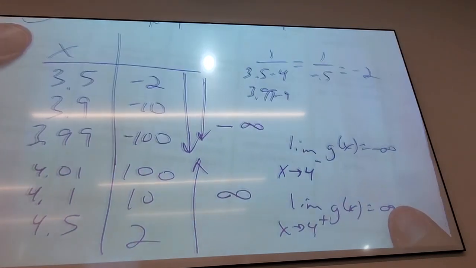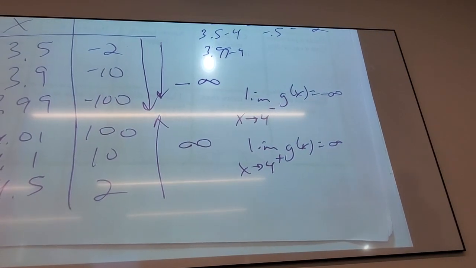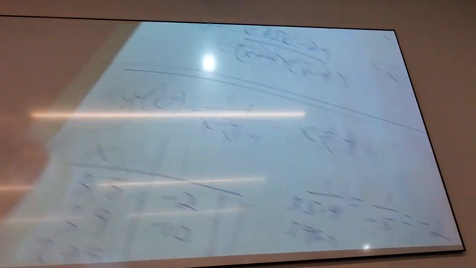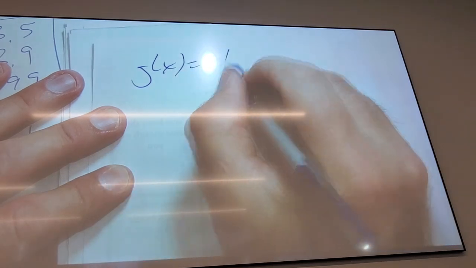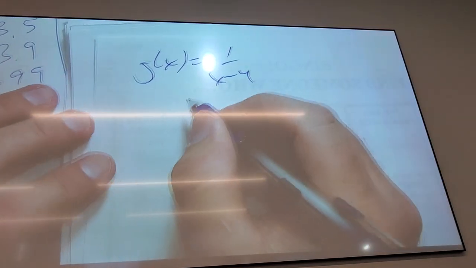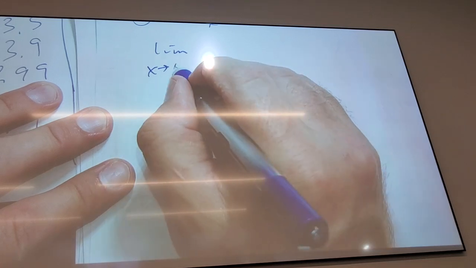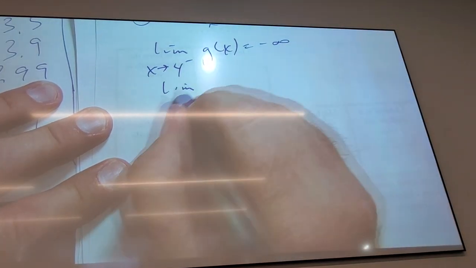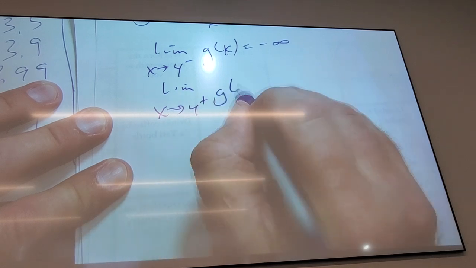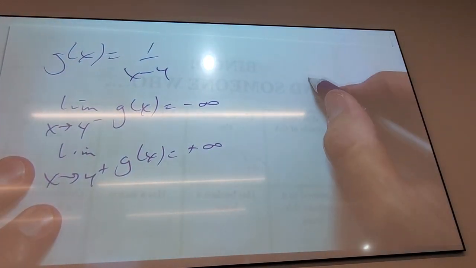Now, here's one freaky thing. We still have to talk about what that is going to look like graphically. But we'll get there. In fact, let me do this right now. We got g of x, 1 over x minus 4, and we know this is negative infinity, and we know this is positive infinity. So what does that mean?